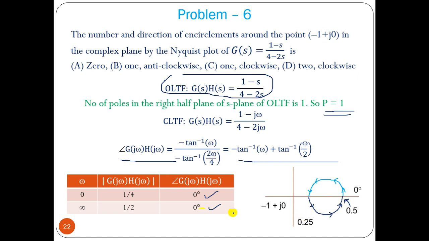Okay, so starting from this point 1 by 4, so this is the starting point, 0.05, 0.25, 1 by 4, omega equal to 0, and it is on the 0 degree line only.